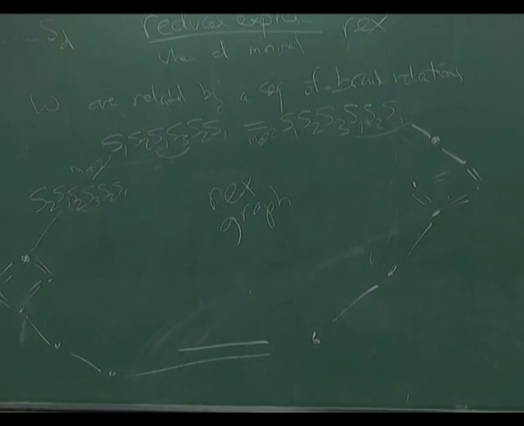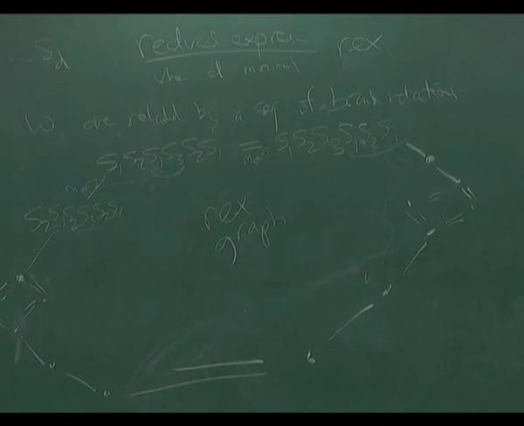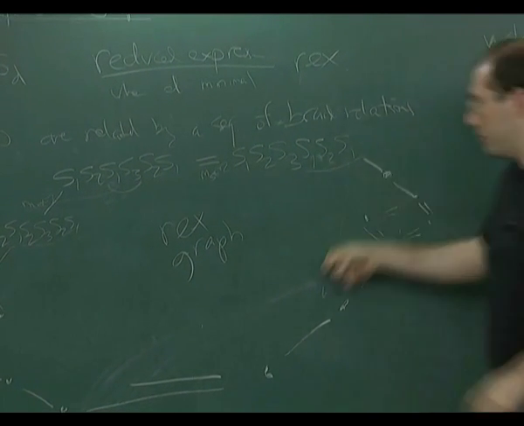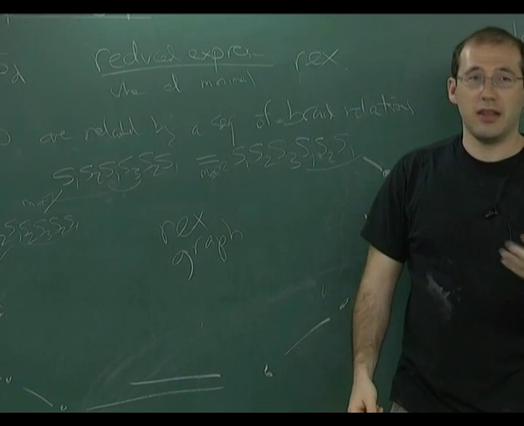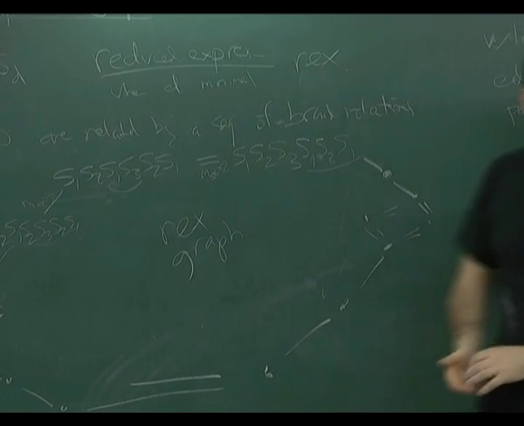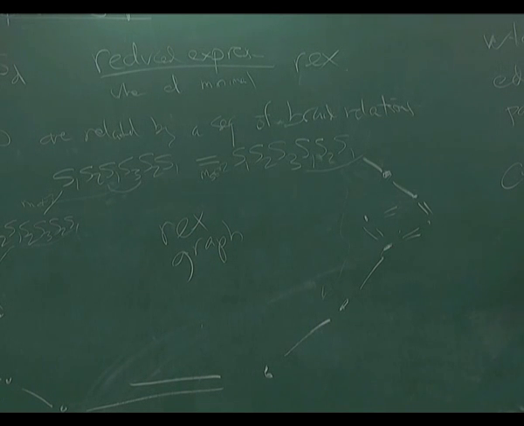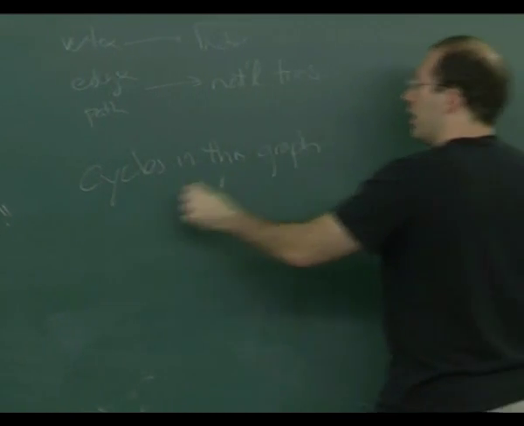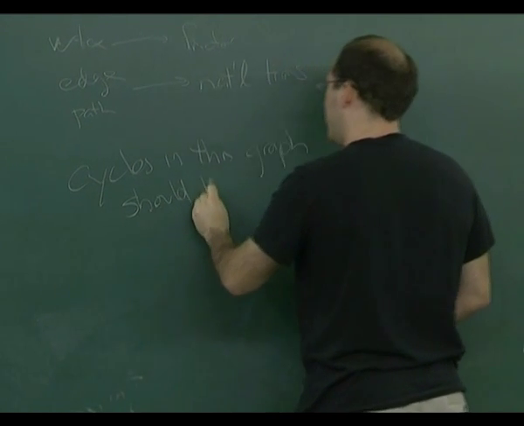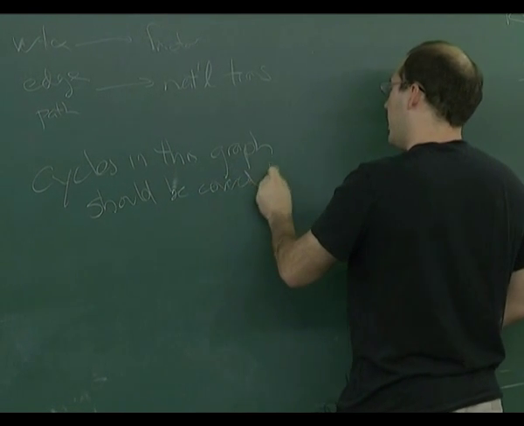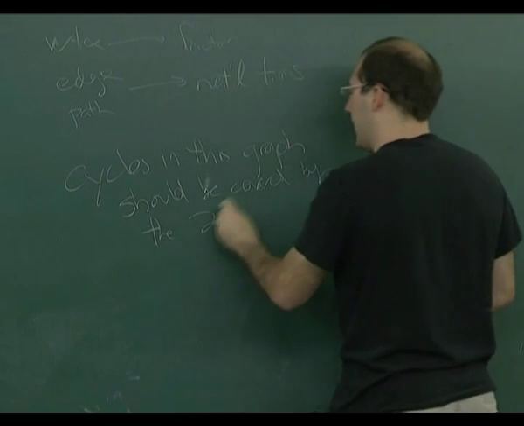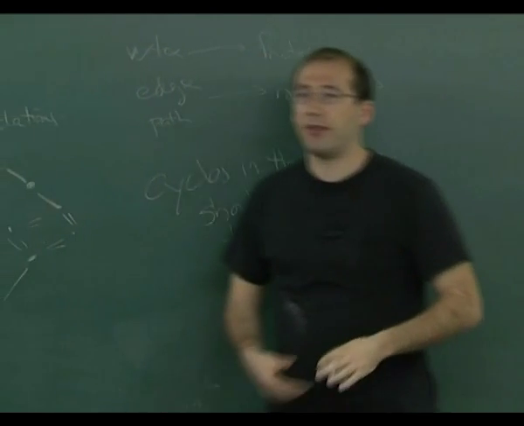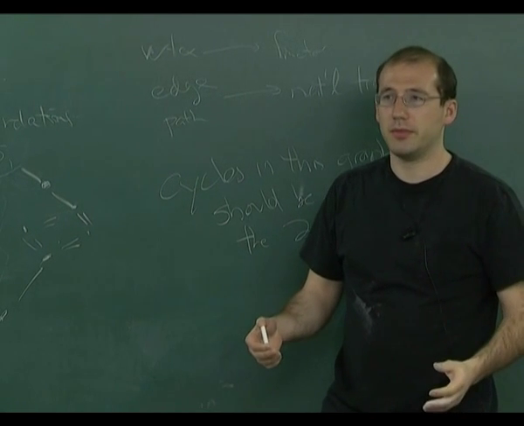But if we have a categorical action in the strict sense, then there should be a canonical isomorphism between any two things. So whatever this loop is, it should be the identity morphism. So the point is that cycles in this graph should be covered by the two relations. That is, there had better be a two relation which says that if we follow a cycle in this graph, then we get the identity morphism.